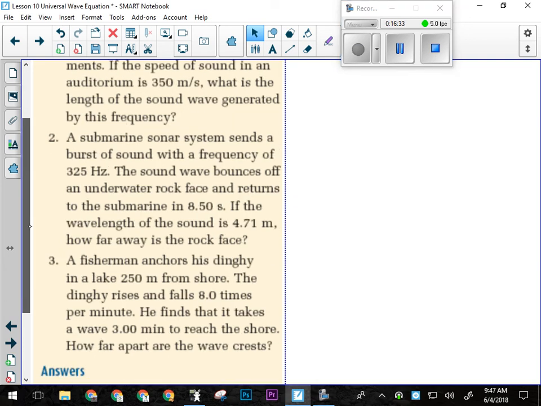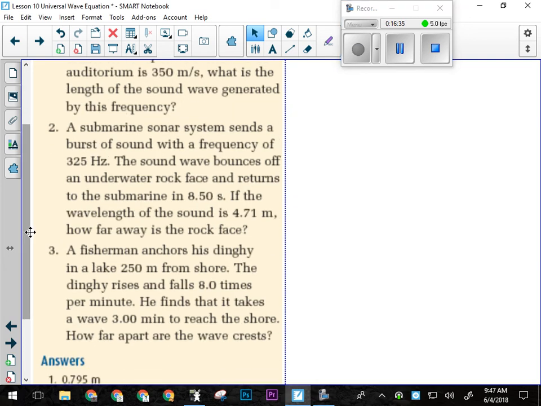Okay, so I have a submarine system that sends a burst of sound with a frequency of 325 hertz. The sound wave bounces off an underwater rock and then returns 8.5 seconds later. The trick to this is that it's an echo. How far does an echo travel? Twice whatever the distance is to the rock, right? It has to bounce off the rock and come back. And that's the trick with all echo questions. So anytime you have a question where it's using an echo, it's either half the time or twice the distance. Okay, you got one or the other that you've got to do.